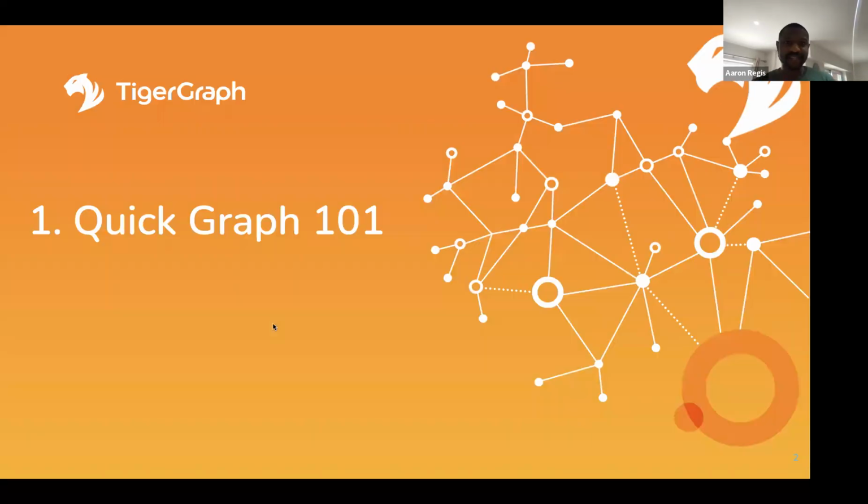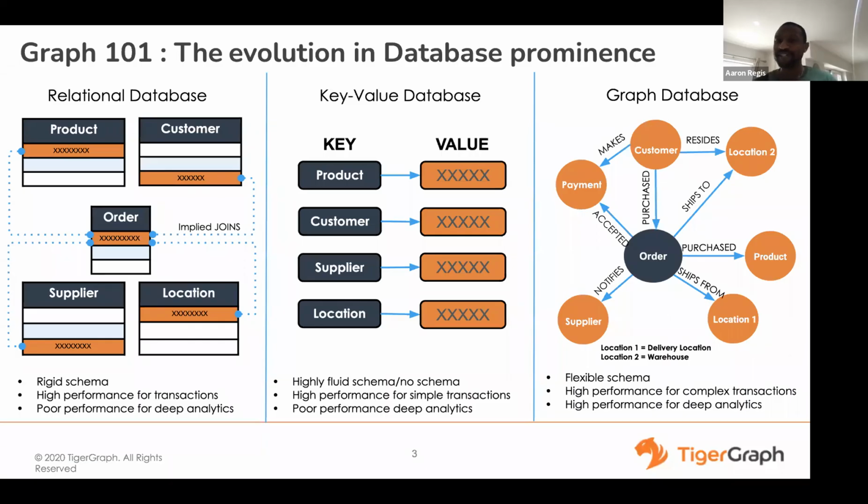So if we get going, this is not going to be a tech-heavy presentation. However, I think it's important, as graph is still a fairly new area, just to level set everyone, give a foundation level, a quick graph 101, and make sure we're all on the same page. So when we talk about graph and graph database and graph analytics, everyone's clear on what I'm talking about.